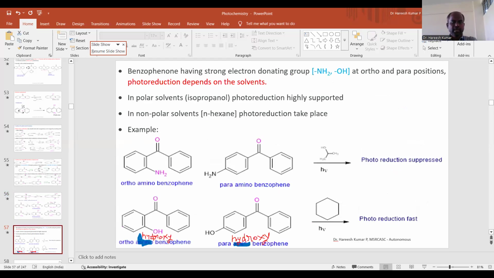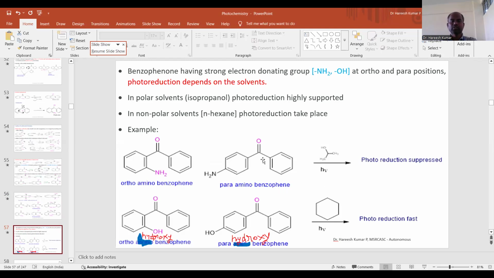In the next slide, I'm taking a substituted carbonyl compound. One is ortho-amino substituted and para-amino substituted benzophenone. These compounds suppress the photoreduction because of the electron donating nature of the amino group. It makes the carbonyl character reduce and form an enol kind of moiety. That's the reason these ortho and para amino substituted compounds suppress the photoreduction, more particularly in polar solvents.